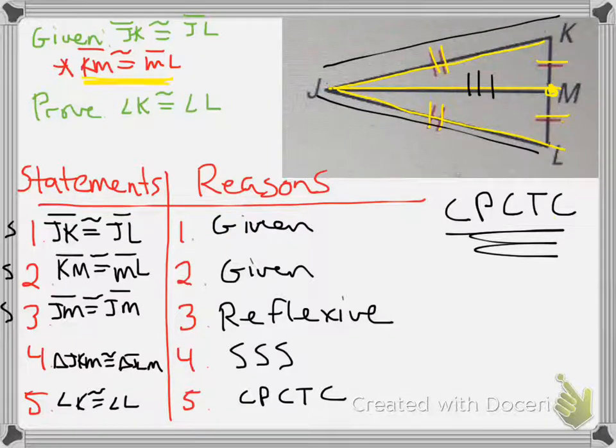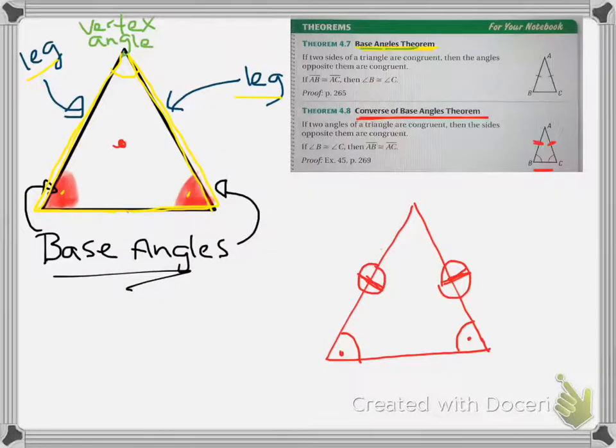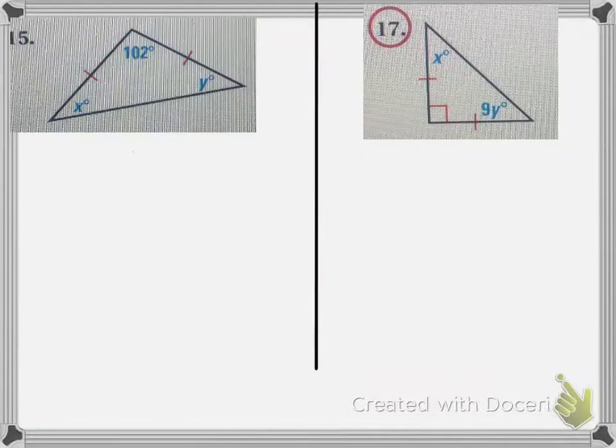So we just proved that given two legs of a triangle are congruent, then we know that the two base angles are congruent. So we just proved our base angle theorem. Alright, so now let's look at a couple of examples putting that into use.